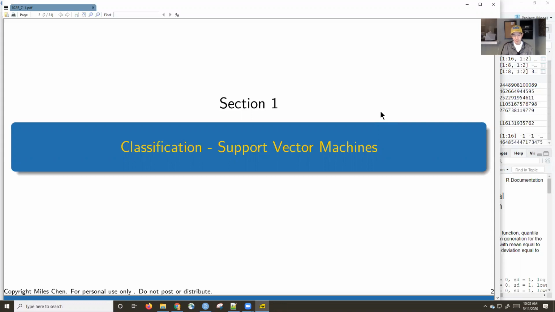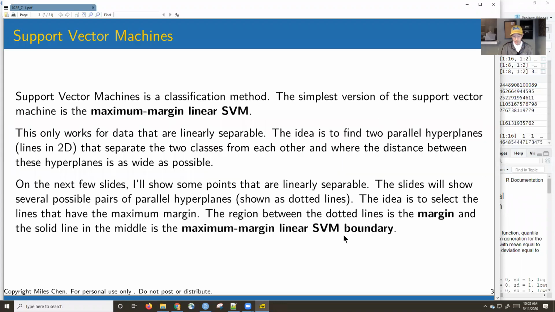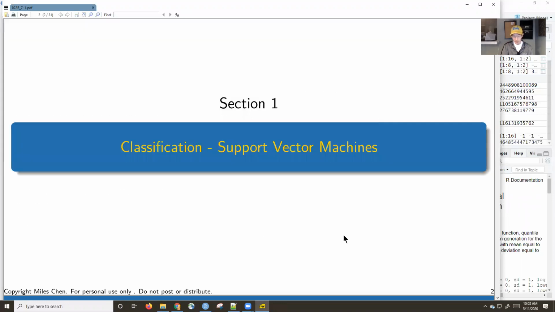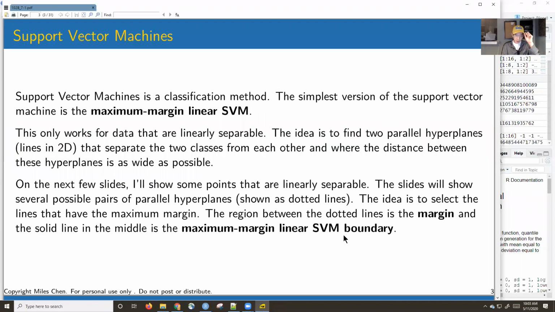So we'll take a look at support vector machines. Okay, so support vector machines is a classification method.